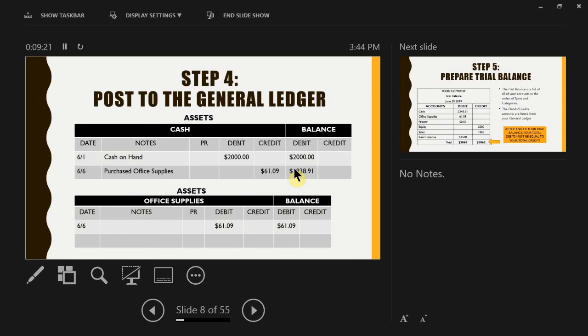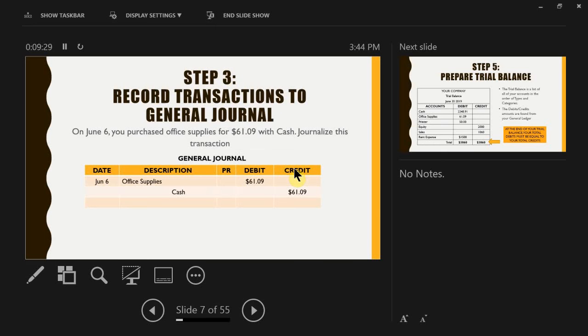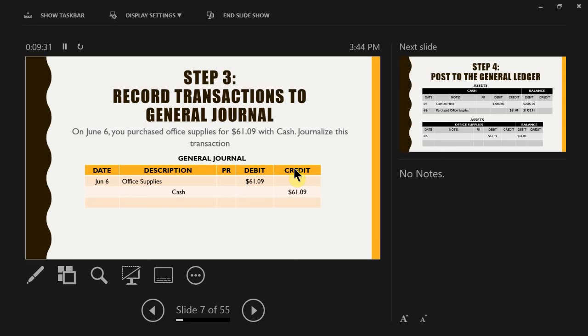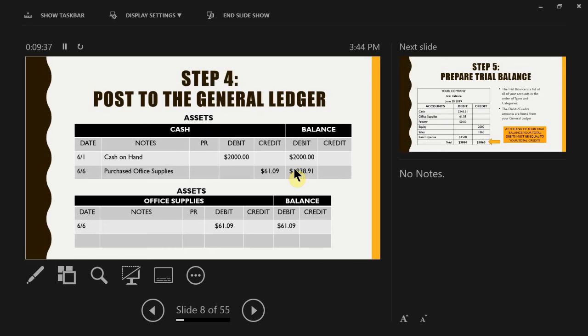Then step 4 is we're going to post it to our ledger. As I've mentioned before, and we took a look at yesterday, for every account that we utilize in our journal, here I use office supplies, and here I use my cash account. So when I post it to my ledger, it's going to reflect the accounts that you used in your journal. Hence, my cash account and my office supplies account.